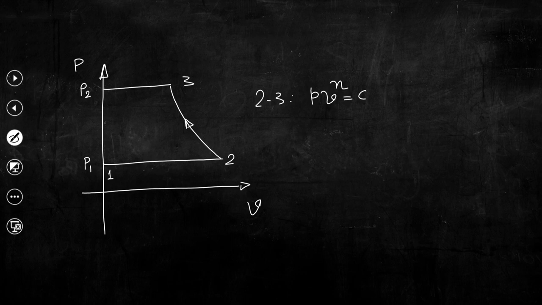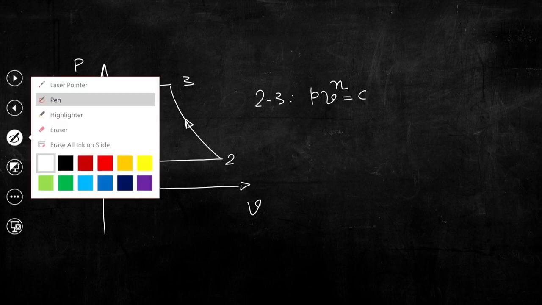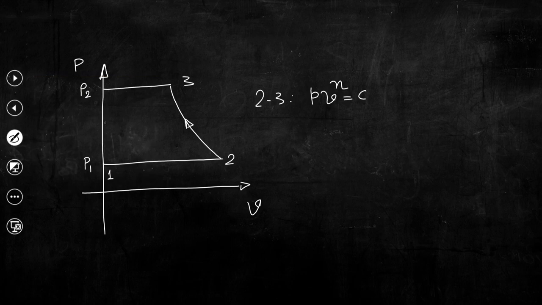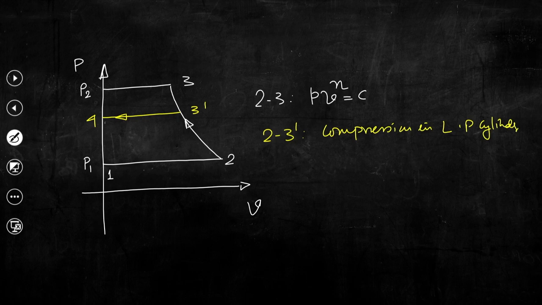What is done here? It is compressed in the first cylinder up to an intermediate pressure, say 3 prime. Process 2 to 3 prime is compression in the low pressure cylinder, and this is compression in a single stage cylinder or compressor.